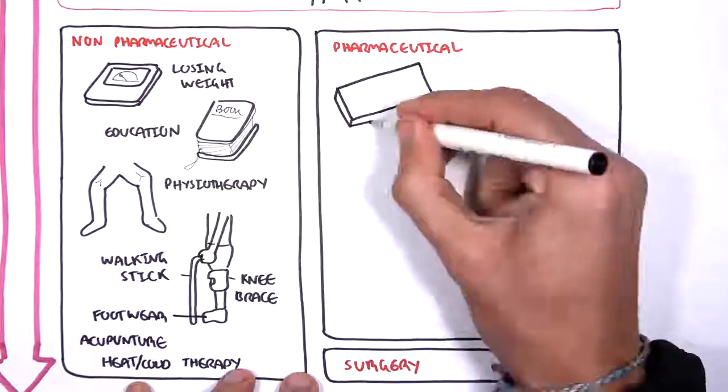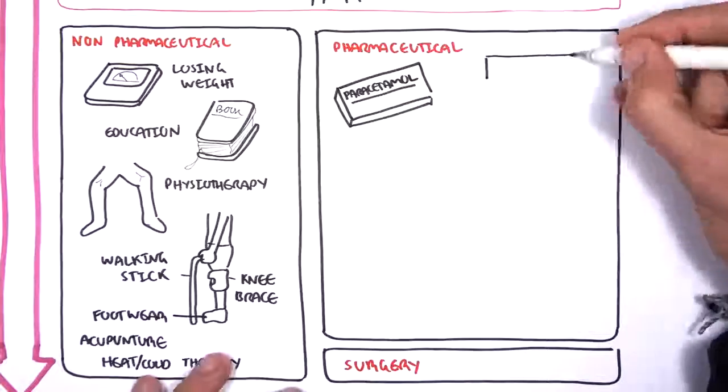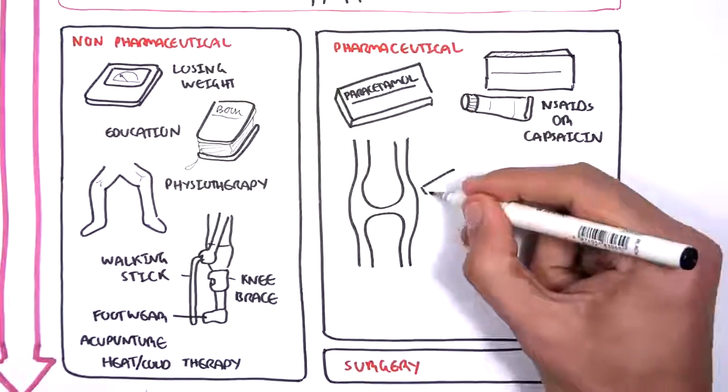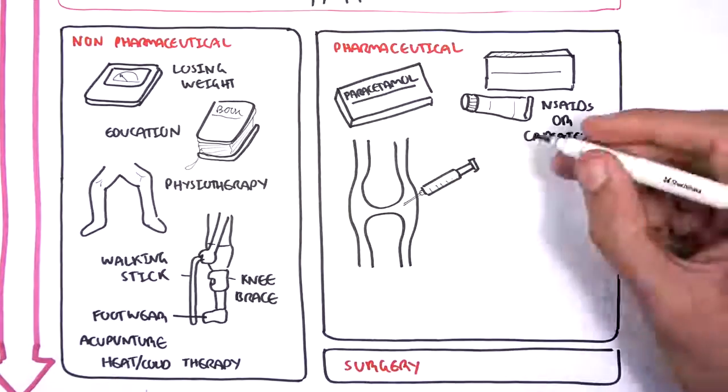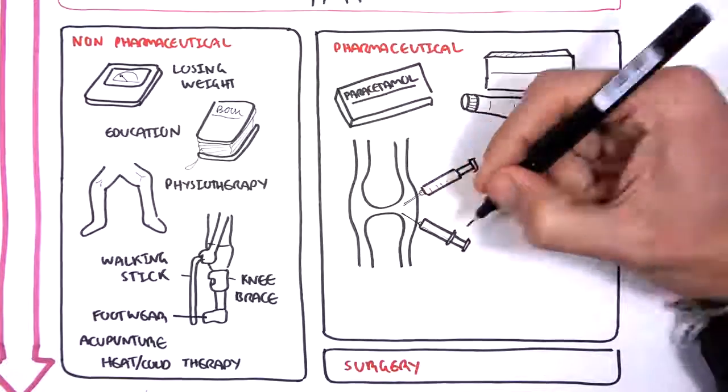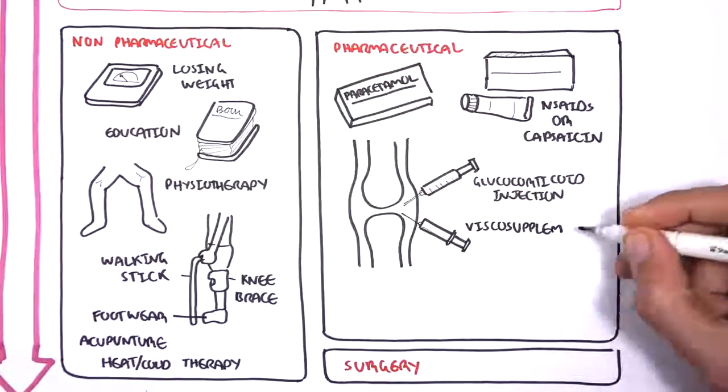Pharmacological management includes, first line is using paracetamol, and then topical non-steroidal anti-inflammatories or capsaicin. This can then be moved on to oral non-steroidal anti-inflammatory drugs. But prescribing of oral NSAIDs means that you also have to prescribe proton pump inhibitors to prevent any gastric problems. Other pharmacological options include glucocorticoid injections, which are usually used for exacerbations of osteoarthritis. There's also viscosupplementation, such as Synvisc.